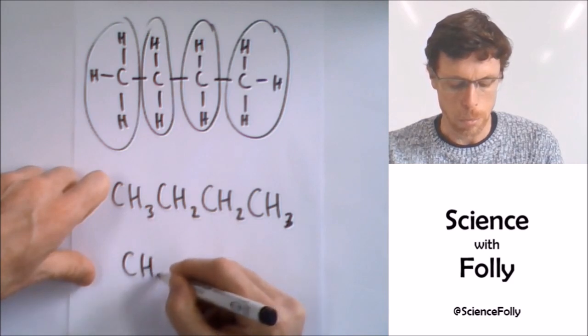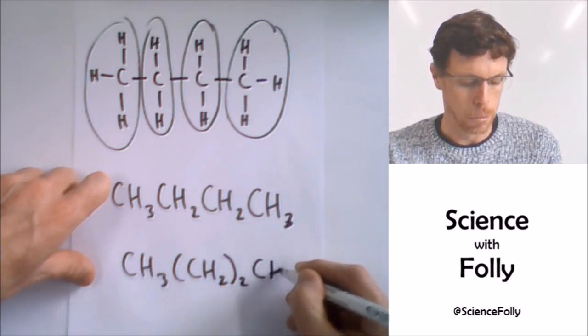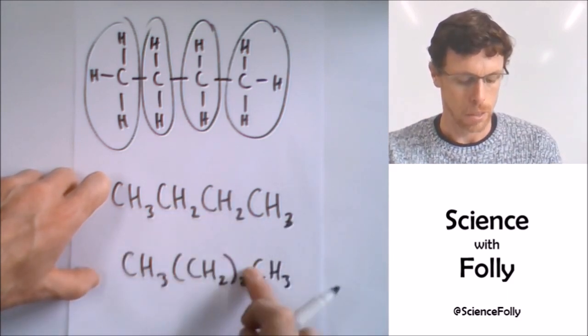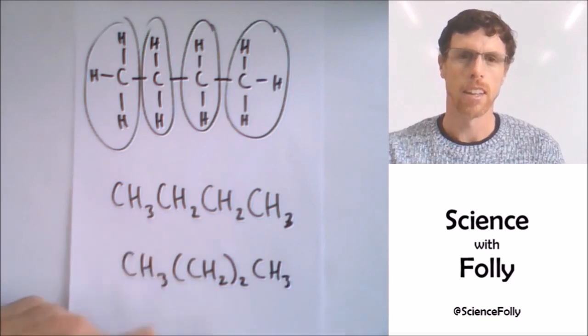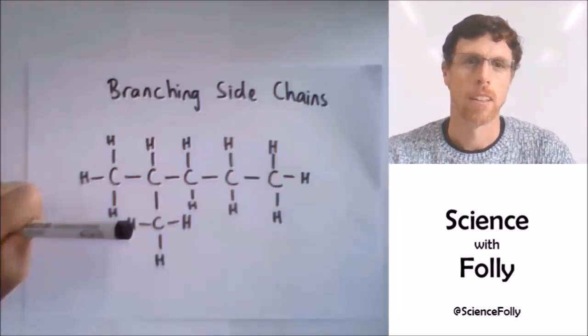Sometimes, if you want to be even more tricky, you can put the CH2s in brackets to shorten the whole thing down. Since we've got 2 repeating units, we put it in brackets with a little 2 there, and now we've got an even more condensed structural formula.